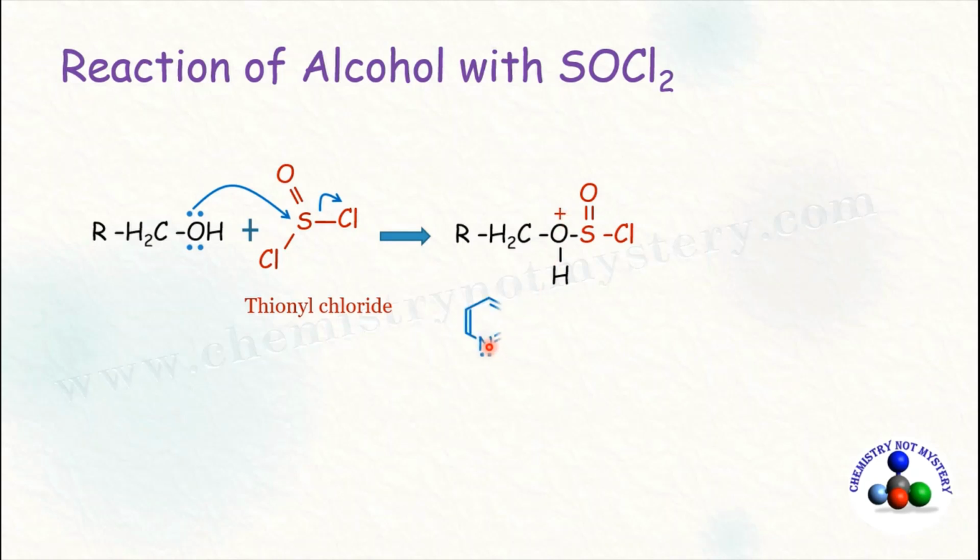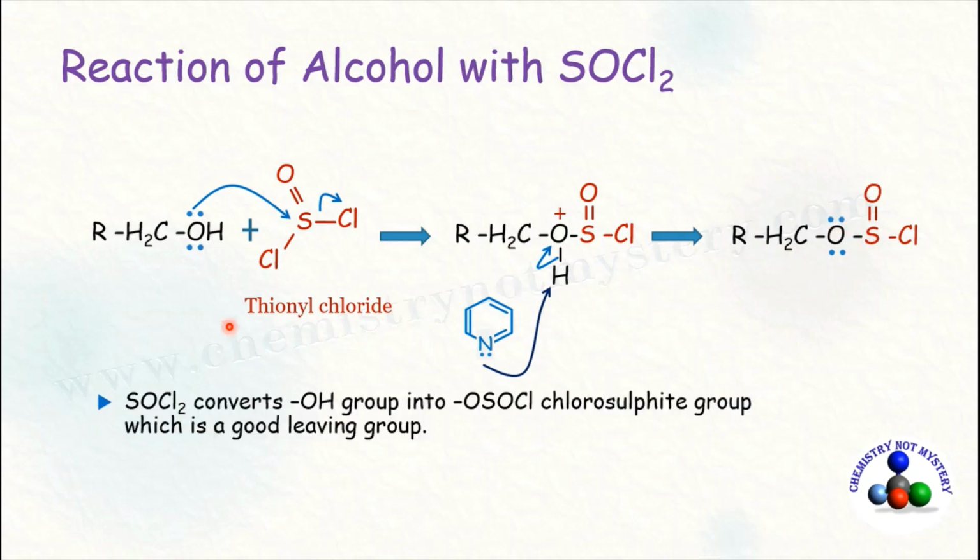Now pyridine, which is used as a base, will abstract hydrogen in the form of H plus ion. So hydrogen will donate its bonding pair of electrons to oxygen, and as a result, the positive charge over oxygen is neutralized. In this reaction, SOCl2 converts the OH group into an OSOCl group, which is known as the chlorosulfite group, and it is a better leaving group than OH. So that's how, without protonation, it converts OH into a good leaving group.